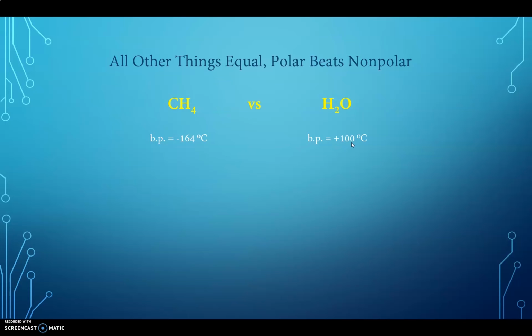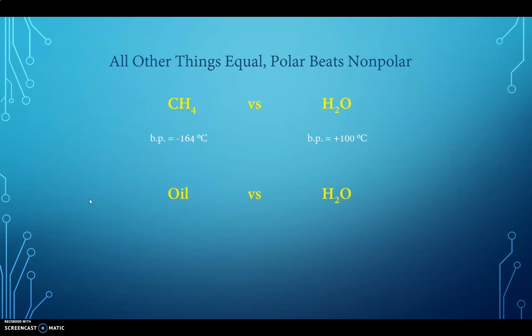Water, of course, boils at 100 degrees Celsius. That's 264 degrees higher, which tells us the bonds in water must be substantially stronger than the bonds in the methane. So in this case, polar definitely beats nonpolar.